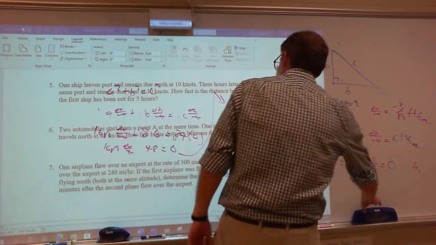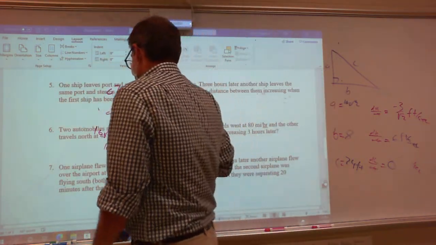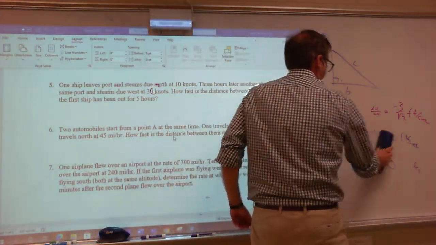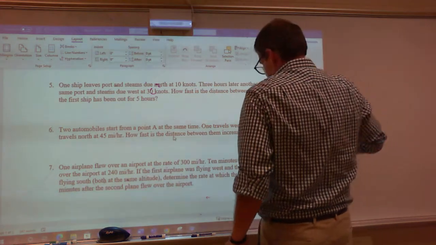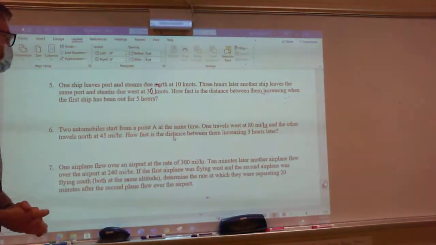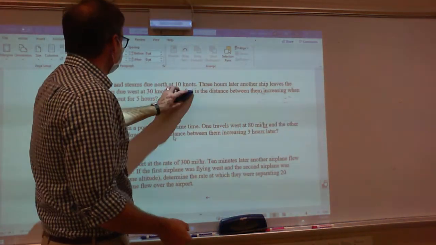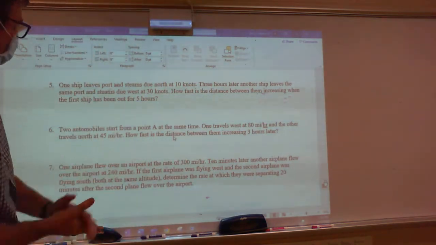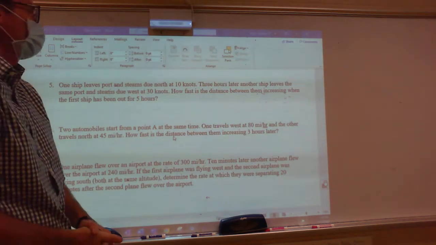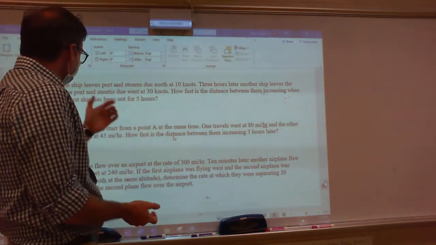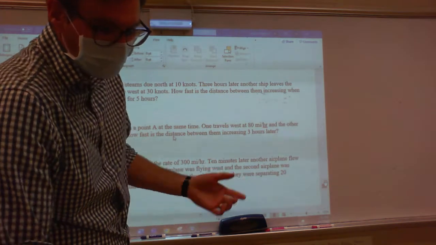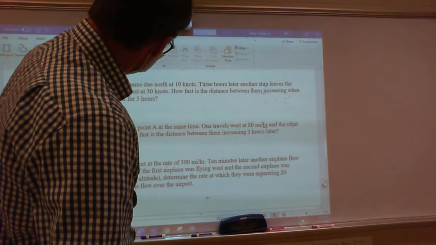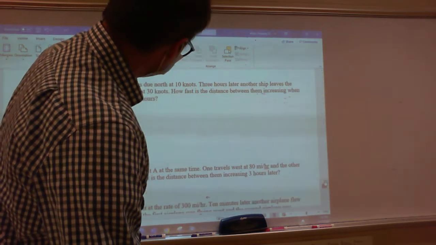We're going to look at number 5. It says one ship leaves port due north at 10 knots. 3 hours later, another ship leaves the same port and steams due west at 30 knots. How fast is the distance between them increasing when the first ship has been out for 5 hours? So this is like a modified version of what we just did. They're trying to make it harder, but it doesn't really work out.